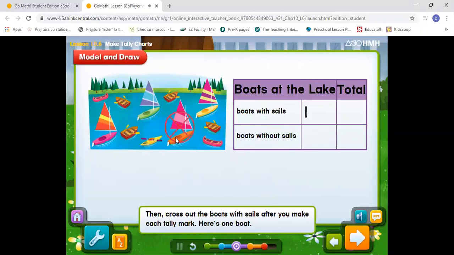Here's one boat. One boat, we cross it. Two boats with sails. Two boats, good. Three boats with sails. And four boats with sails.